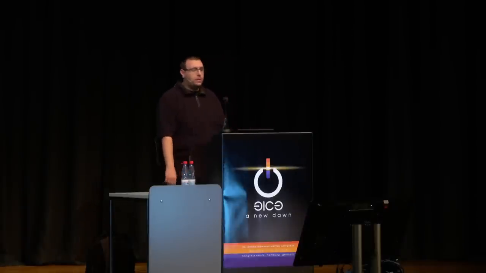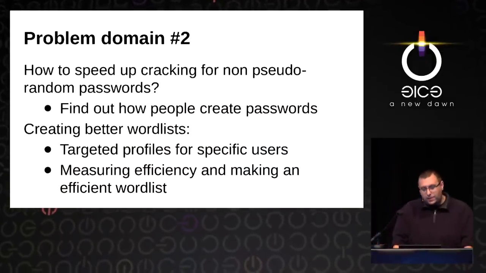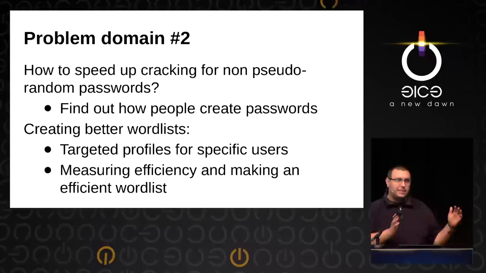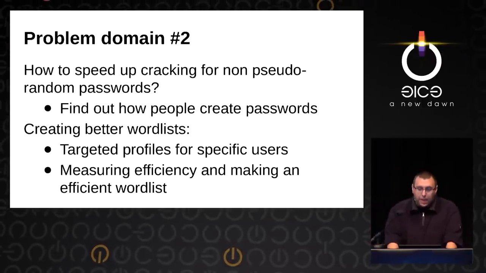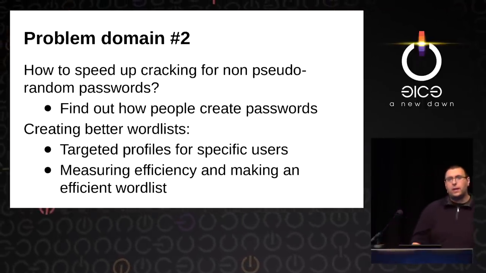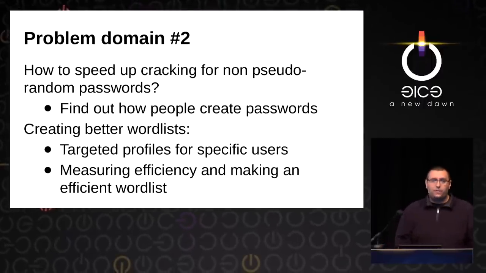From the boring part to the interesting part: how to speed up cracking for non-pseudorandom passwords. Let's first find out how people create passwords. If you can see how somebody creates his password, then you can probably create a better attack. Why should you want to do that? Because you want to create word lists or other data that is targeted at a specific class of users. For instance, if somebody wants to attack people here, he'll use security, activism, 31C3, and other keywords and data derived from that to enable his attack.